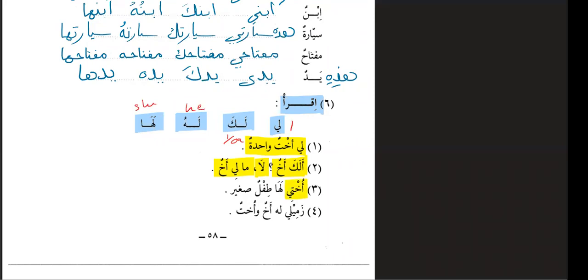علي. الثالثة. أختي لها طفل صغير. نعم. ما معنى الجملة؟ أختي, my sister, she has a small child. طيب عبد القيوم. الرابعة. زميلي له أخ وأخت. نعم. ما معنى الجملة؟ زميلي, my friend. My friend has a brother and sister.